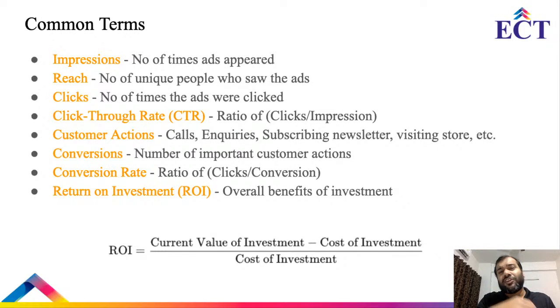Conversion rate is the ratio of conversions to clicks. So out of 100 clicks, how many conversions were there? That is called conversion rate. If the conversion rate is 10%, that means out of 100 clicks, 10 people did some important customer action, like making a call, visiting your shop or store, filling your inquiry form, or even buying something from you. That becomes the conversion rate.